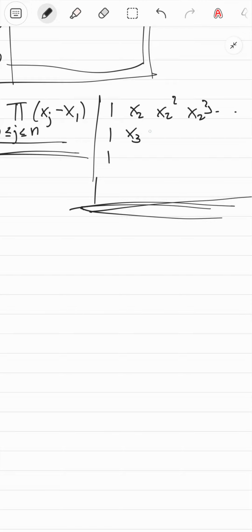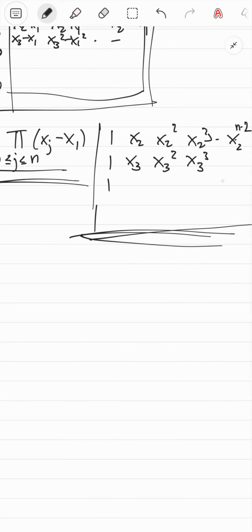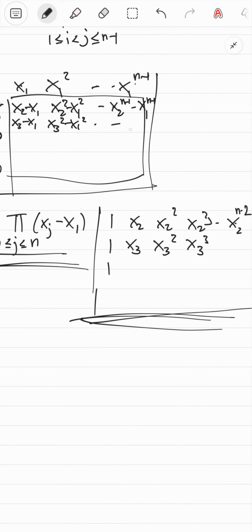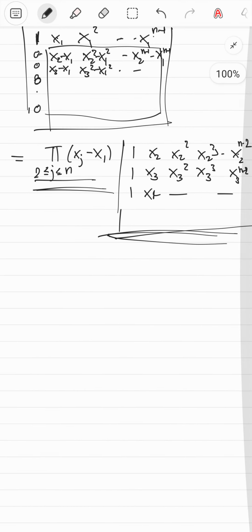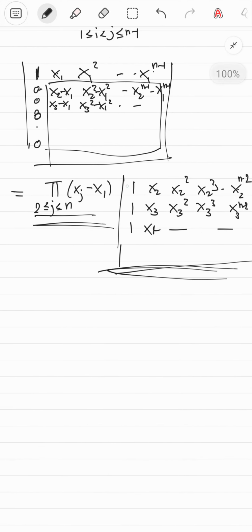Over here you get x3, x3 squared, x3 cubed, and so on, up to x2 to the power n minus 2, right? Yeah, look at that, it's for n minus 1. So now the geometric progression would have n minus 2. And similarly over here, x3 to the power n minus 2, x4, and you get the thing. That's our determinant.